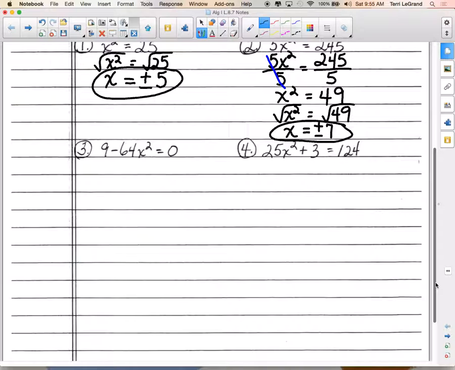Okay, moving on to number 3. Again, we can see there is not an x term. The bx is not there. B must be 0. So this is a good square root method one. But do we have the ax squared term set equal to the c term? No. Does it matter which side either of them is on? No. So let's just, so that we can deal with working with a positive, move the 64x squared over to the right side.